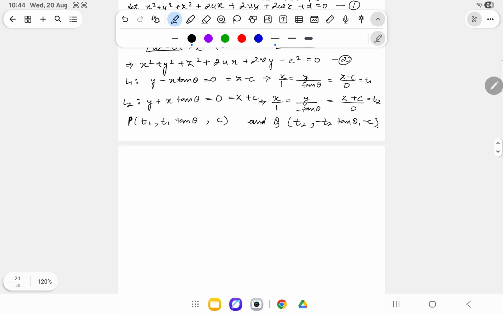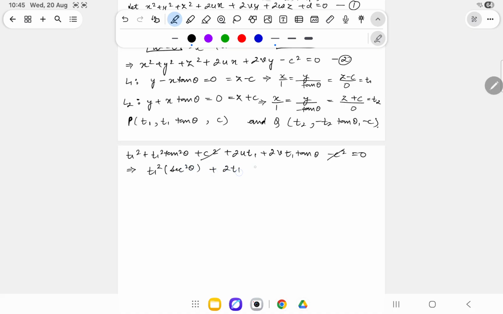Substituting the coordinates of P and Q in equation 2, we'll get T1 square plus T1 square tan square theta plus C square plus 2u T1 plus 2v T1 tan theta minus c square equals 0. If I simplify it, I'll get T1 square times 1 plus tan square theta, which is sec square theta, plus 2T1 times u plus v tan theta equals 0. So from here I can find the value of T1. T1 can be either 0 or T1 can be minus 2 times u plus v tan theta upon sec square theta.